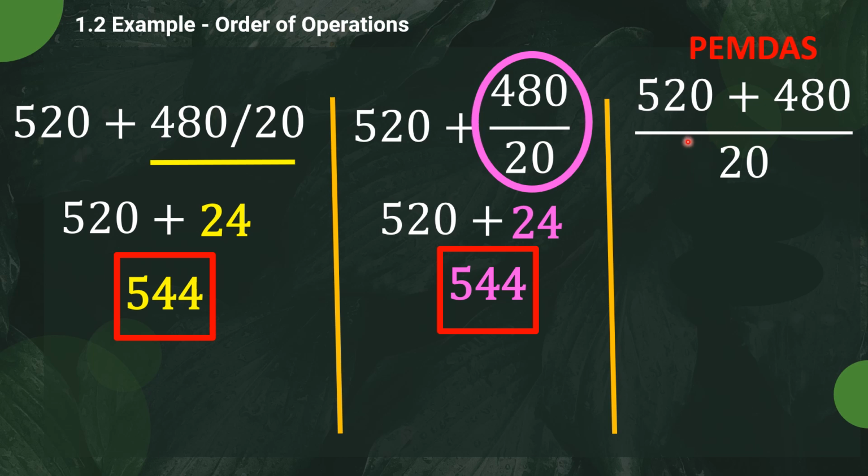Now, you would be tempted to think that this is exactly the same thing, 520 plus 480 over 20. However, it is not.